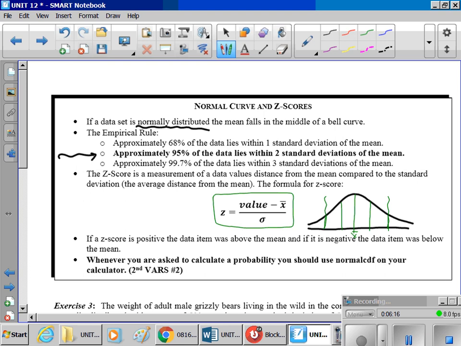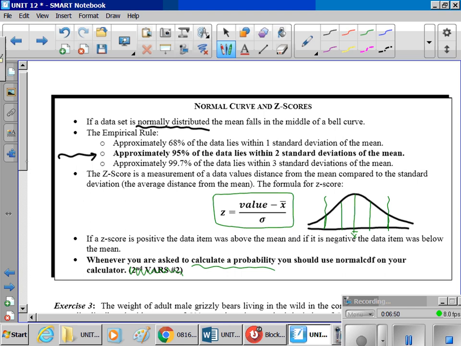All right? And if you're asked to calculate a probability, right here it says to calculate a probability, you're going to use normal CDF on your calculator. Now, don't say this because this is part of a TI-84 thing. I will show you how to do this on your TI Nspire, and it's not hard. You can usually tell when you have to do a norm CDF when you're given a spread. So we'll look at a couple of those examples in exercises to come.